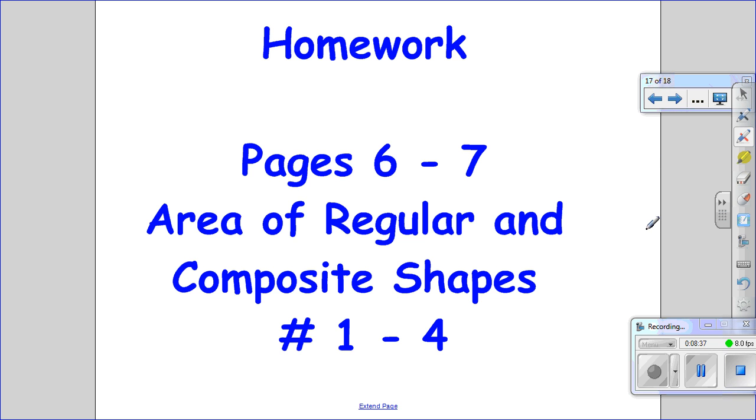And before class tomorrow, please do pages 6 to 7, area of regular and composite shapes, questions 1, 2, 3, and 4.